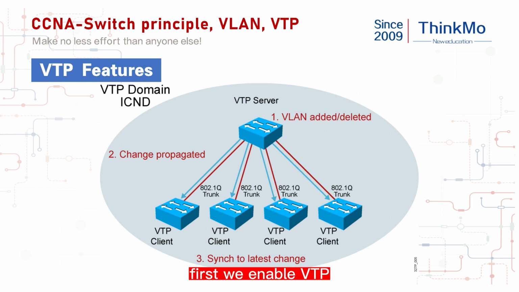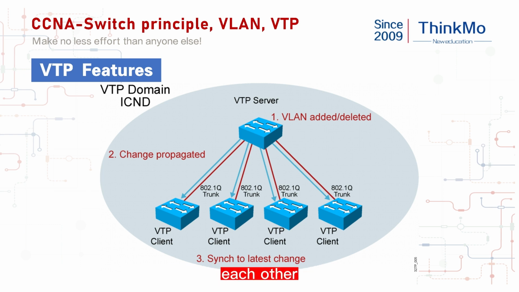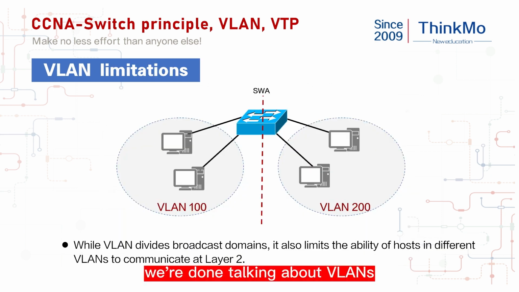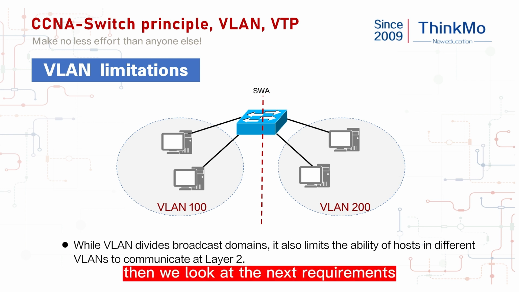First we enable VTP and change the VTP mode. One changes to server, the other changes to client. They are assigned a password and a name to each other. It creates the VLAN here, and it can be seen here. This thing is not needed now. The client cannot create VLANs by itself; only the server can create them. Okay, we're done talking about VLANs. Then we look at the next requirements.